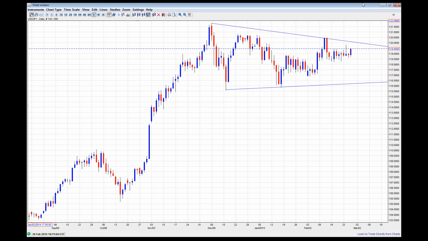The reason why is because when the yen weakens, it leads to strength in Japan's stock market, because many of the companies in Japan are exporters, and they benefit from a weak currency because it makes their exports more competitive on the global markets.